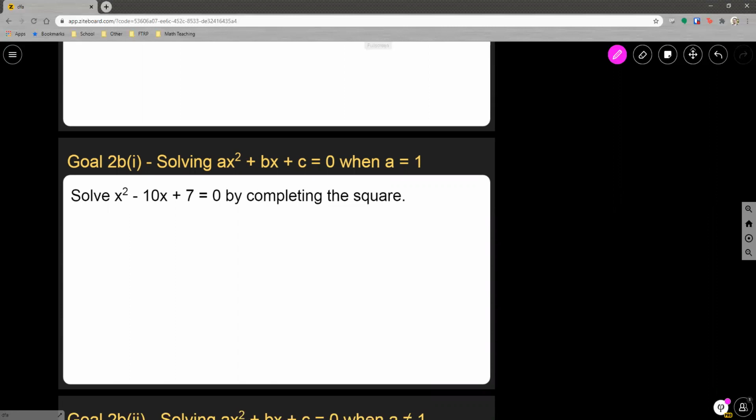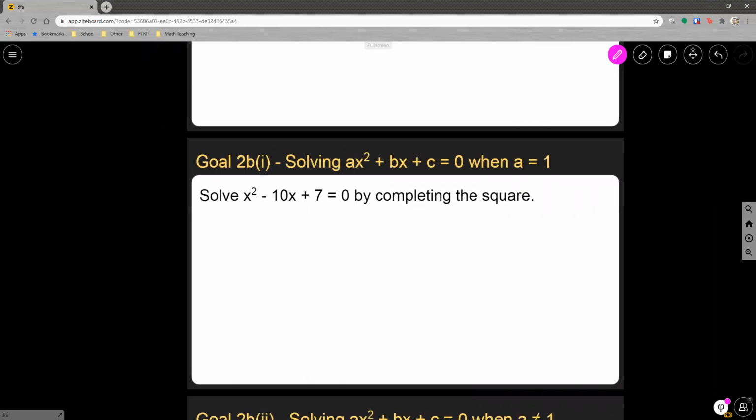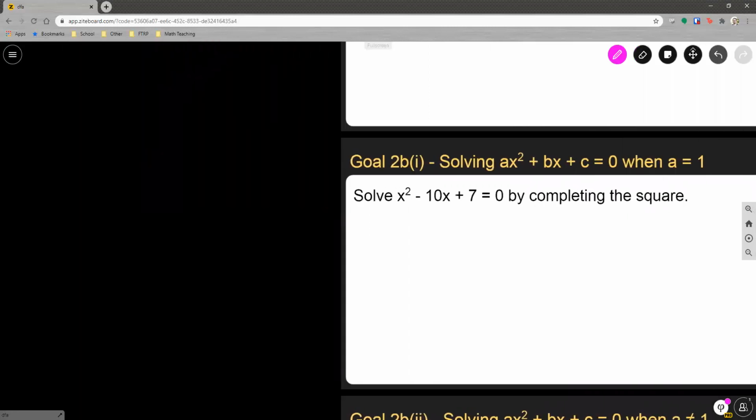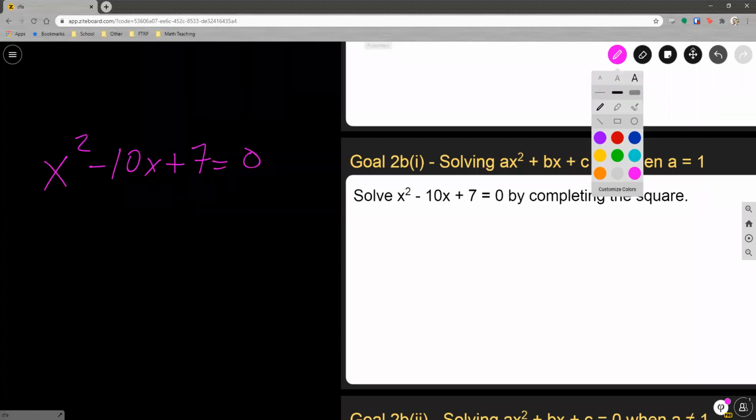So I want to solve this by completing the square. Okay, well, so my strategy for this, I kind of did it fast above. If I've got an equation like this, x squared minus 10x plus 7 equals 0, and I want to complete the square, this is not a perfect square trinomial right now. This 7 is messing it up. I need a different number than 7.